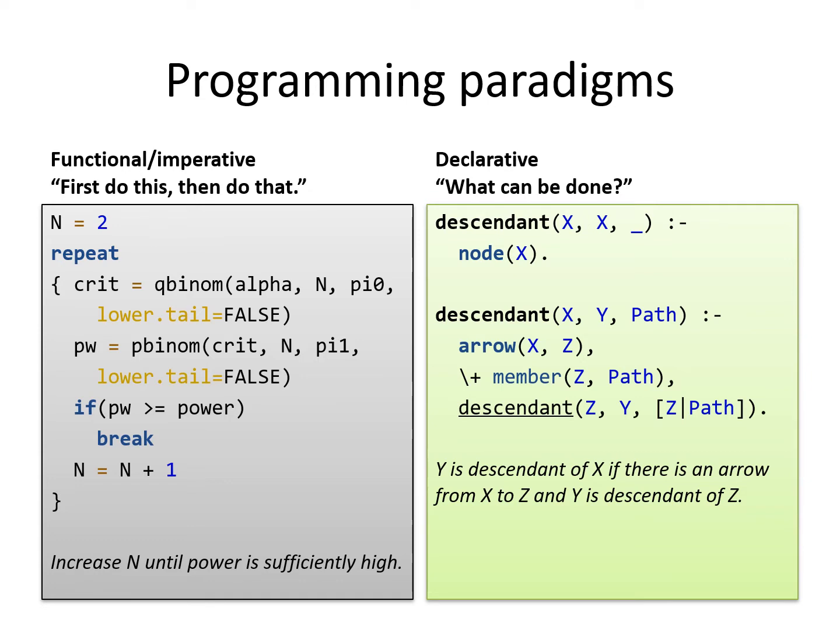For example, on the right side, we have the transitive closure of an arrow relation in which a node y is a descendant of another node x if x equals y, or if there is an arrow from x to z and y is a descendant of z. I'll illustrate this here. So here we see the equality operation, so that x is a descendant of itself. Whereas here we have an arrow from x to z, and z is then a descendant of y.